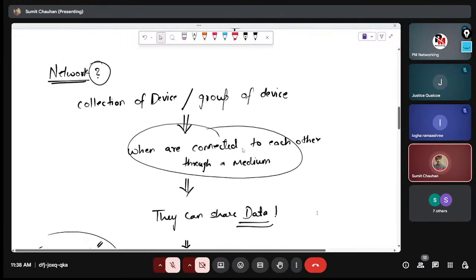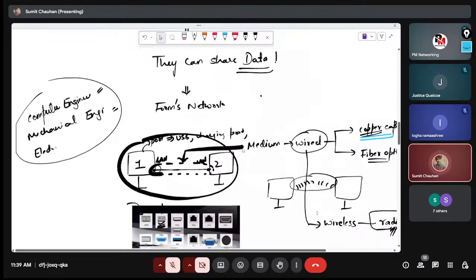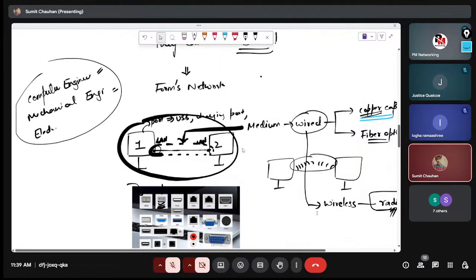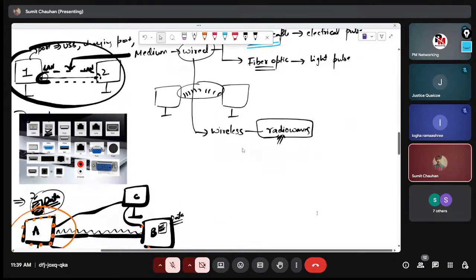A network is a group of devices connected to each other through a medium so that they can share data. To connect these devices, we use multiple mediums: there are wired connections and wireless connections. With wired connections, we have copper cables and fiber cables. With wireless connections, we have multiple technologies, but all of them share data through radio waves.